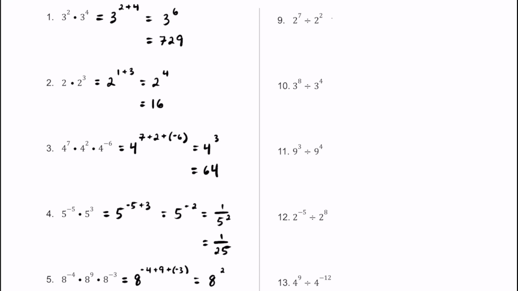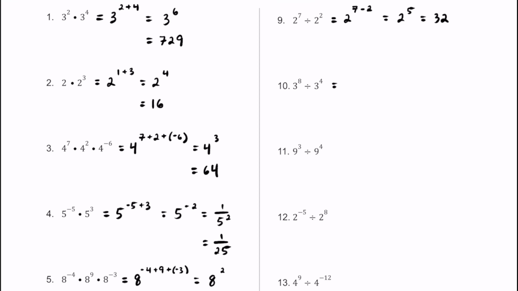For number 9, we have a common base of 2, so what we're going to do here is write 2. Now, since we are dividing and have a quotient, we can subtract their exponents, okay? So if we want to write it as one common base, we have 7 minus 2 as the power. 7 minus 2 is going to equal 5, so we have 2 to the fifth power. Now, 2 to the fifth power is just 5 2's multiplied together, and that's equal to 32.